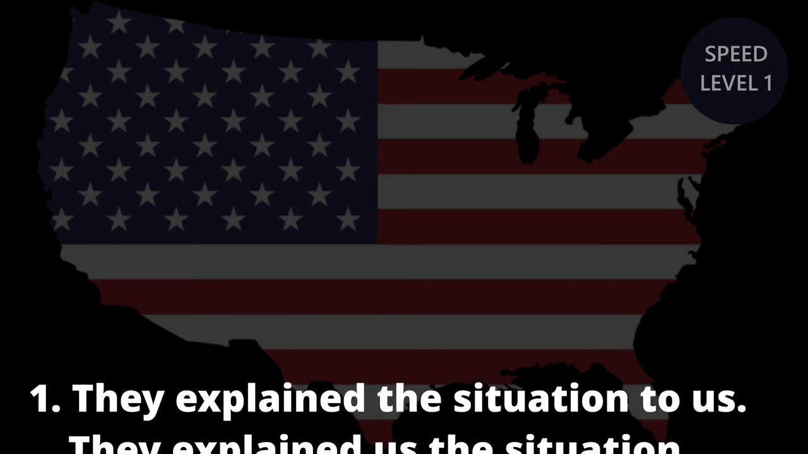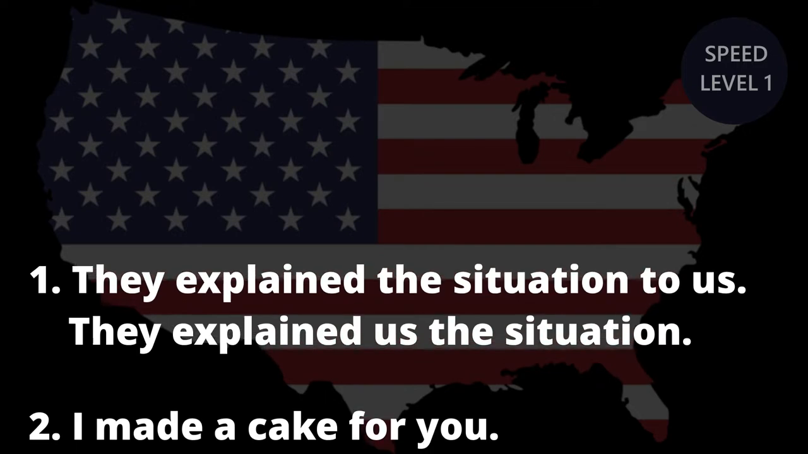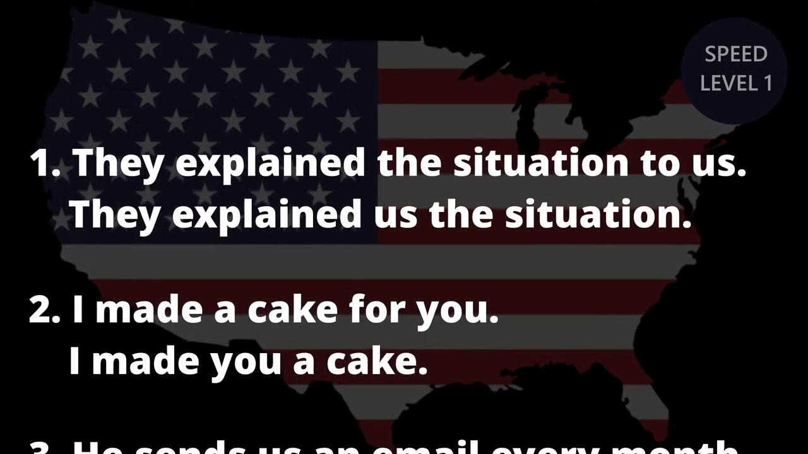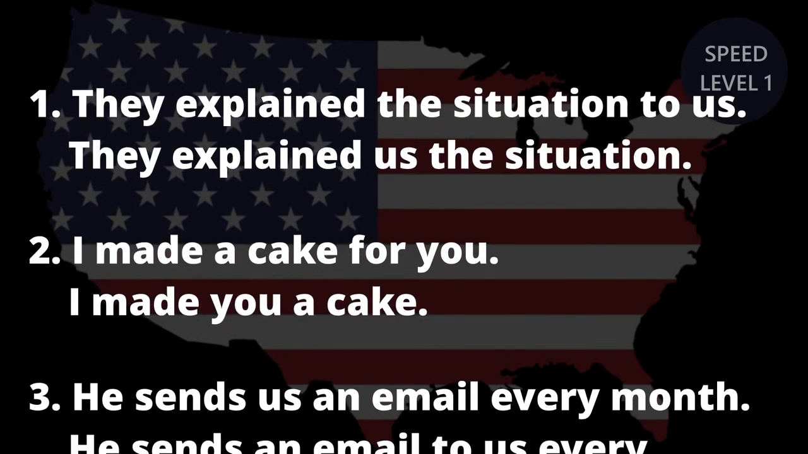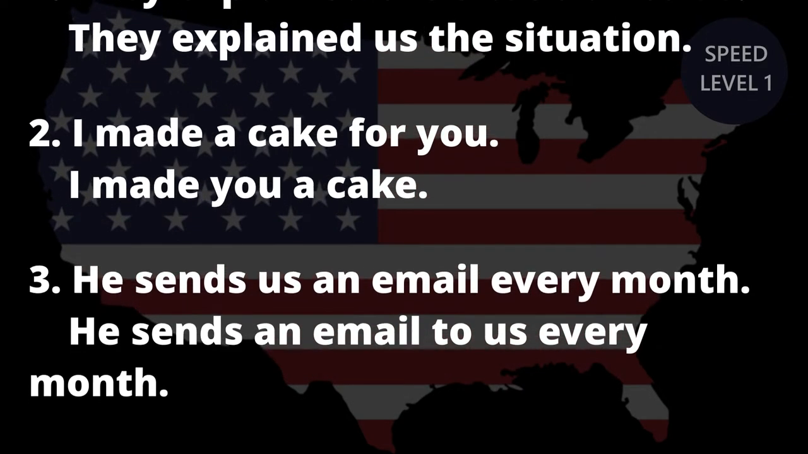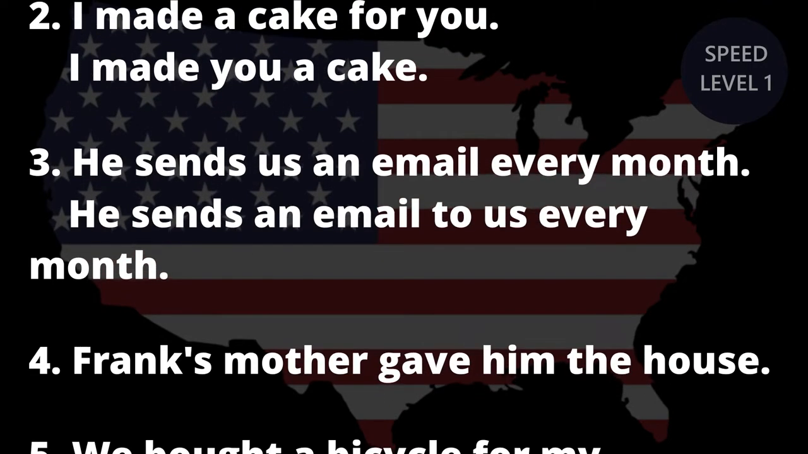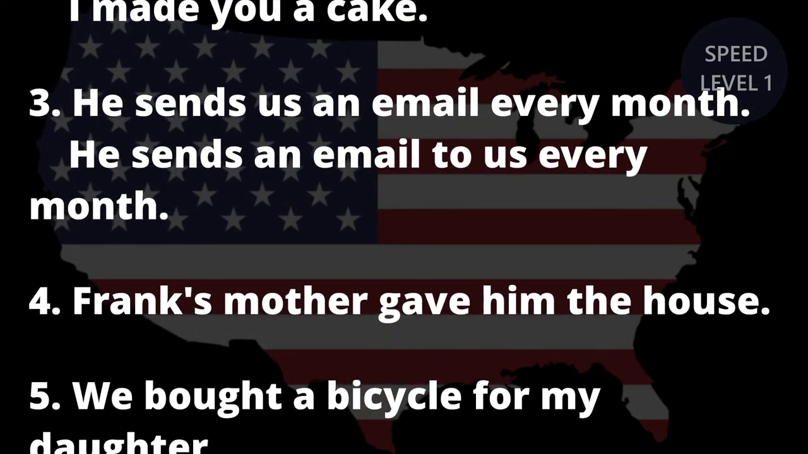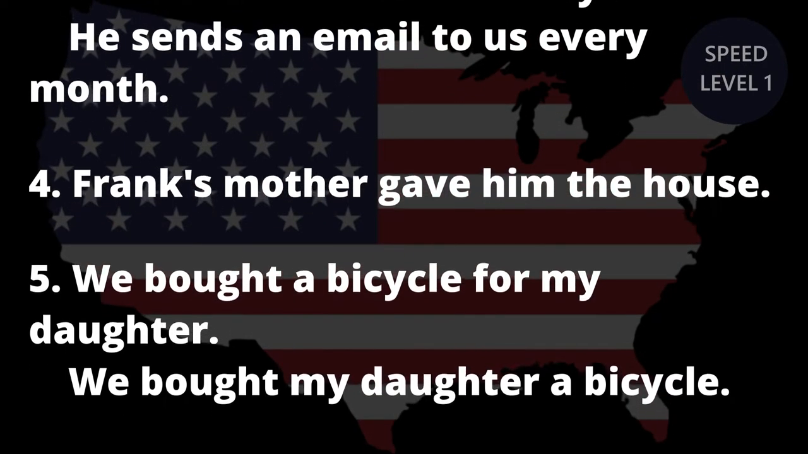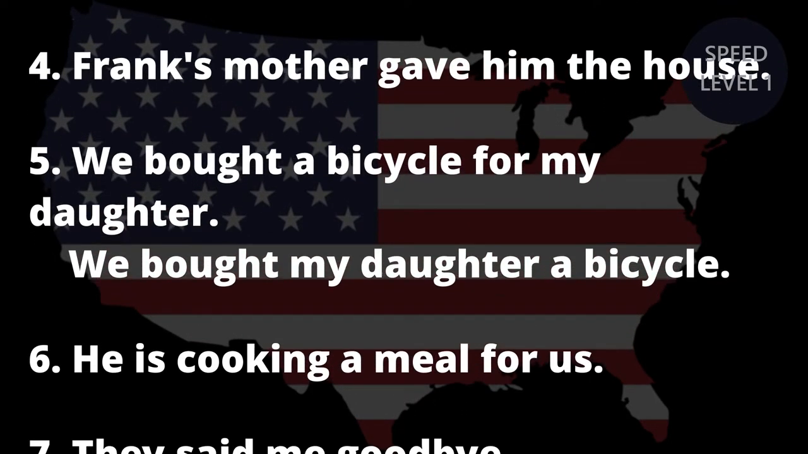1. They explained the situation to us. They explained us the situation. 2. I made a cake for you. I made you a cake. 3. He sends us an email every month. He sends an email to us every month. 4. Frank's mother gave him the house. 5. We bought a bicycle for my daughter. We bought my daughter a bicycle.